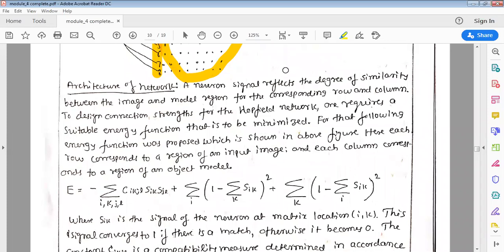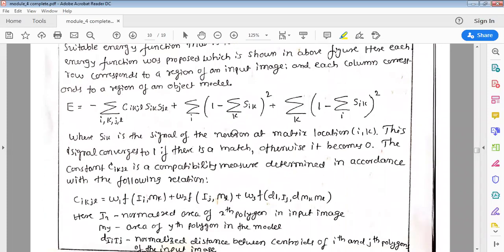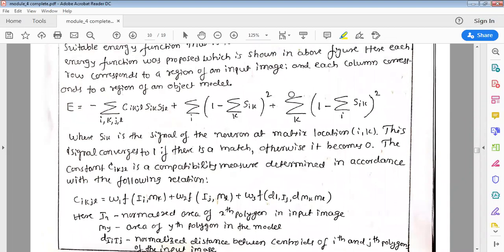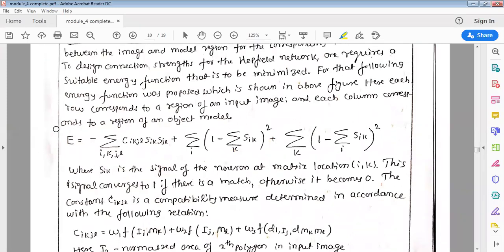Whatever I explained is written here in the architecture of the network. This basically involves the equation E, the total object, each row and each column. You are going to build the equation using this. 1 minus S_ik for the rows as well as 1 minus S_ik for the columns is taken, and then you are going to find the input total value E.